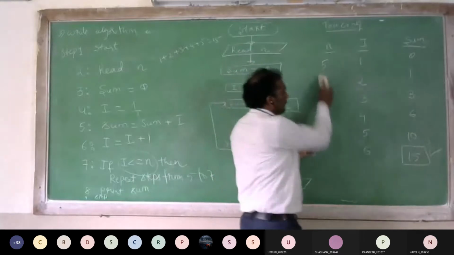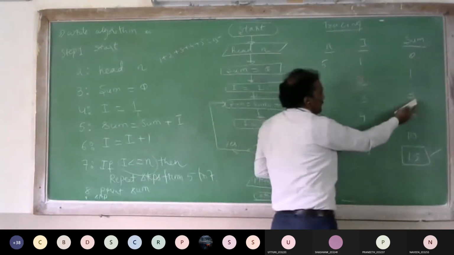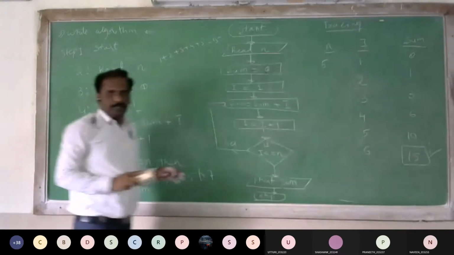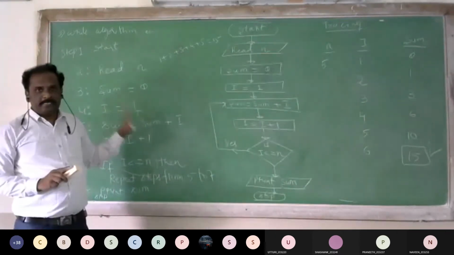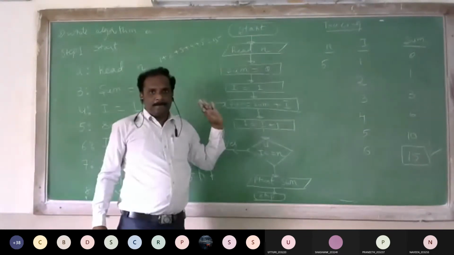If you change it to 4, then it will be 10. If you change it to 3, then it will be 6. If you change it to 2, then it will be 3. If you change it to 1, it will be 1. So the algorithm or flowchart should be general. For tracing, we will take any example of n.